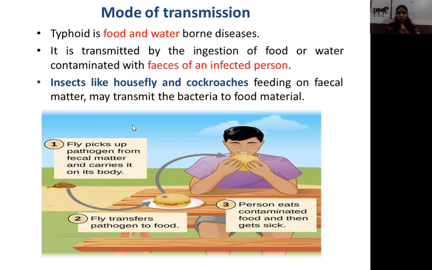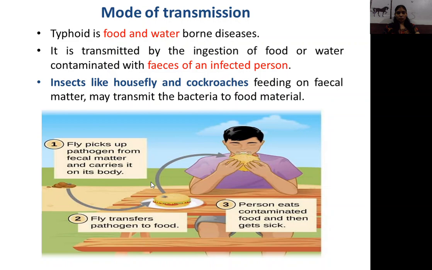Okay, indirectly. So that insect, that is housefly or cockroaches, feeds first of all on fecal matter. In the fecal matter, the Salmonella typhi enter into the housefly or cockroaches, and that housefly or cockroaches again eat the food which is eaten by humans, and that food goes inside that human. So Salmonella typhi enter into the human through housefly and cockroaches.